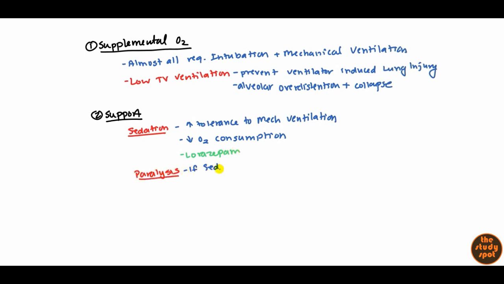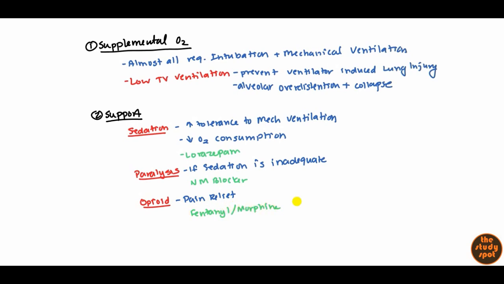Paralysis, you might want to do that if sedation is inadequate, and you want to use some type of neuromuscular blocker, and this can help oftentimes. Opioids also help in pain relief. This can help relax the patient, and you want to use maybe fentanyl and morphine. And relaxing the patient is important because that can decrease a lot of the tachycardia that they may have and some of the higher oxygen that may be required after that.